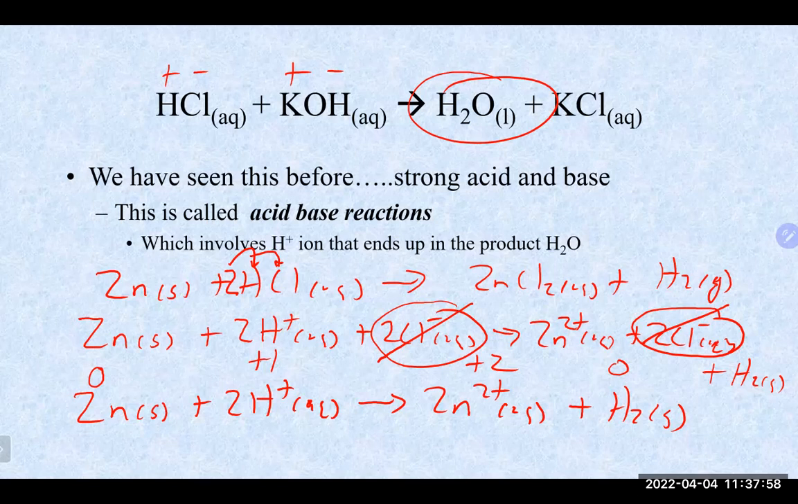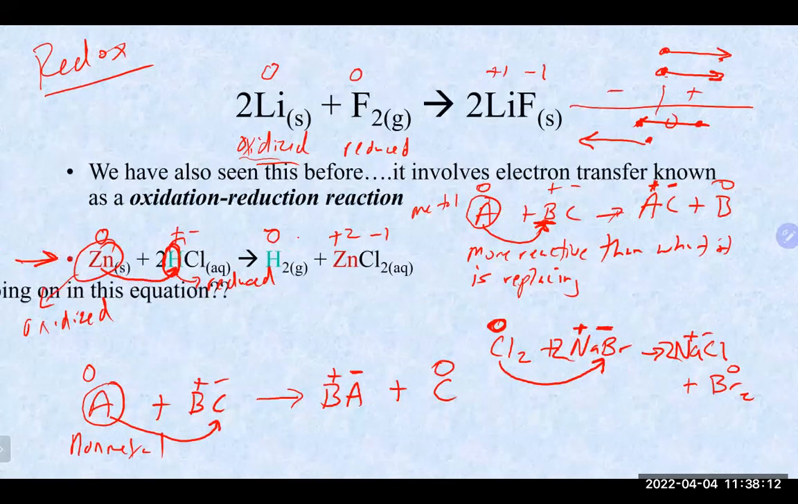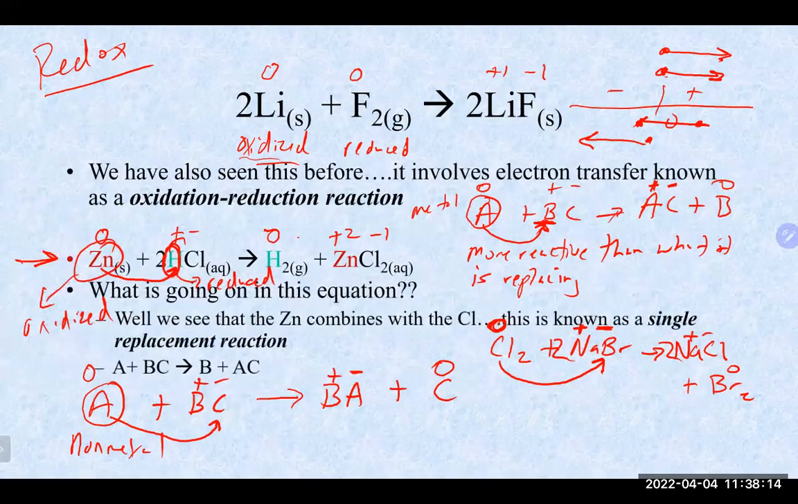So the hydrogen here is being reduced, which would mean the hydrogen is the oxidizing agent. And the zinc here, which is being oxidized, would be the reducing agent. Yeah, in this case, yeah. Other questions on that? Okay. So again, a more specific classification of redox reactions is this type of reaction where you have something uncombined plus an ionic compound, single replacement reaction.